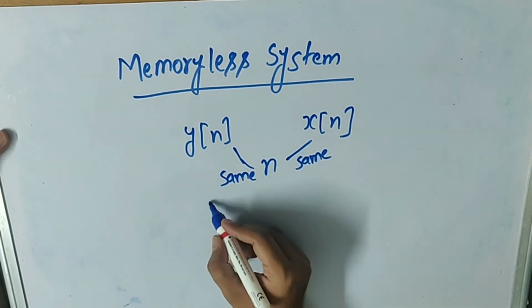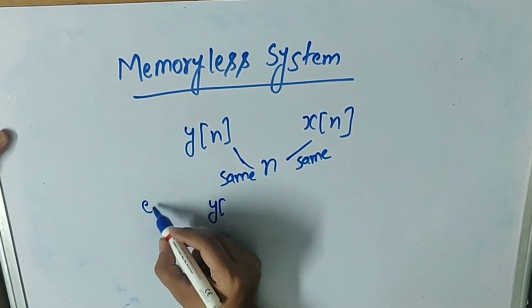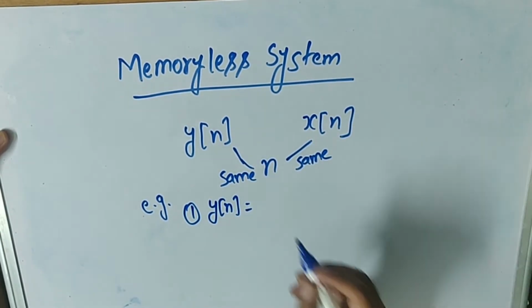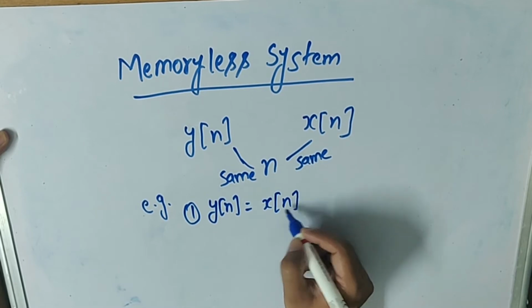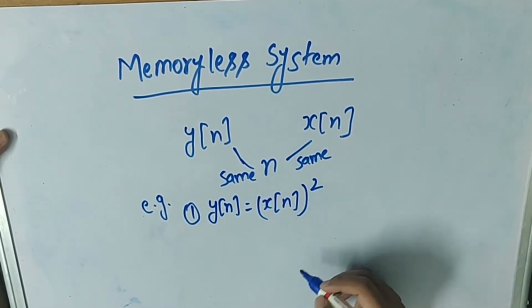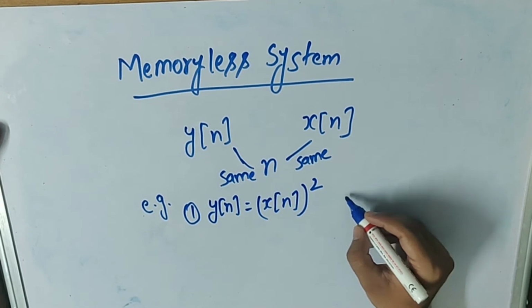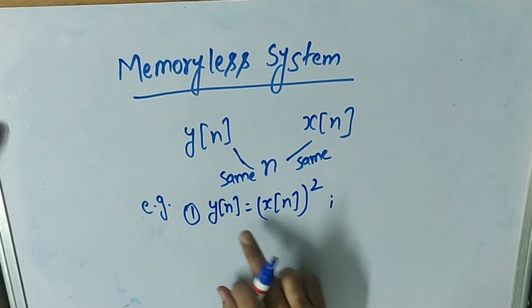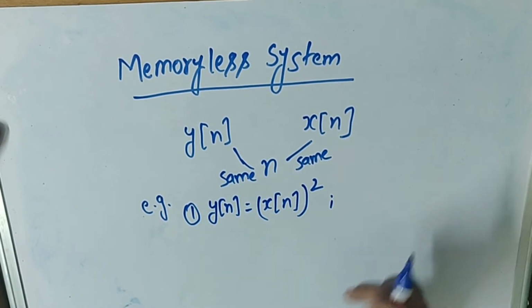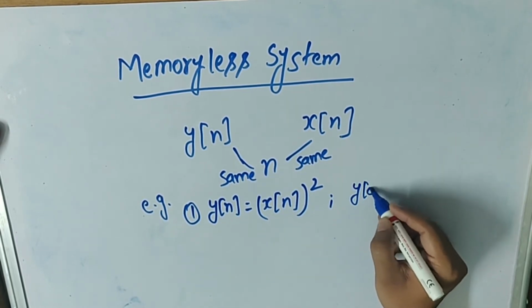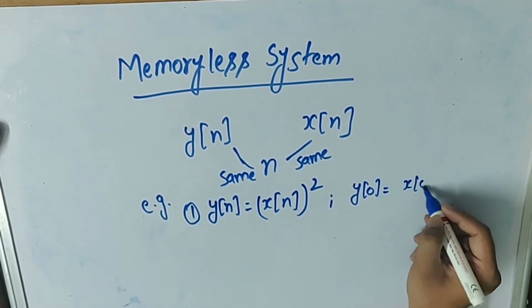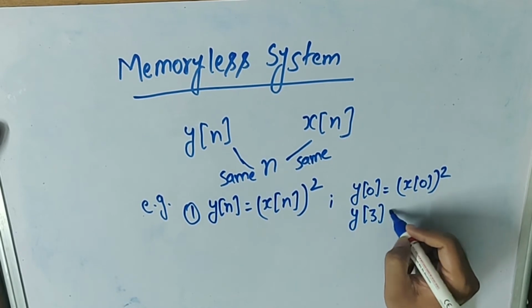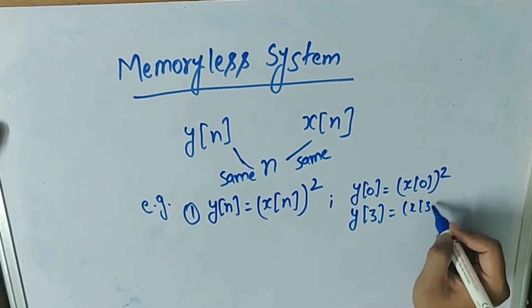As an example, let's assume y[n] is a square function, y[n] = x[n]^2. In this case the output y[n] depends on input x[n] for the same value of n. For example, y[0] is equal to x[0] squared, y[3] is equal to x[3] squared.